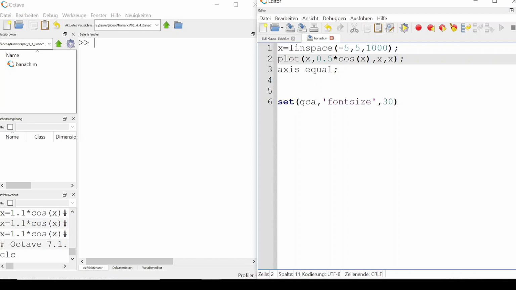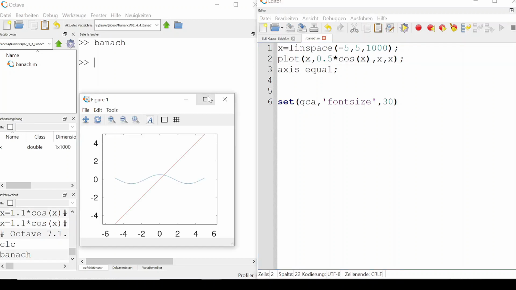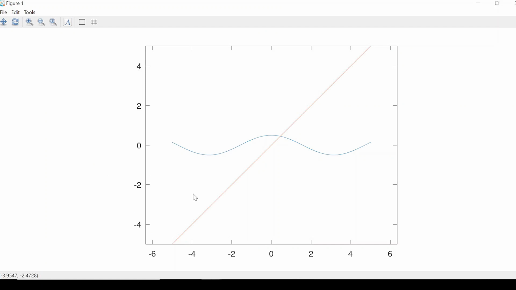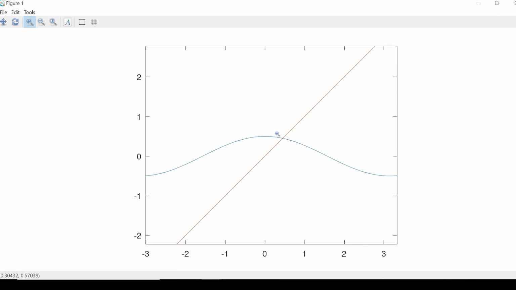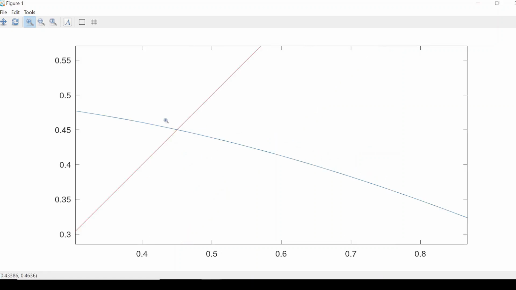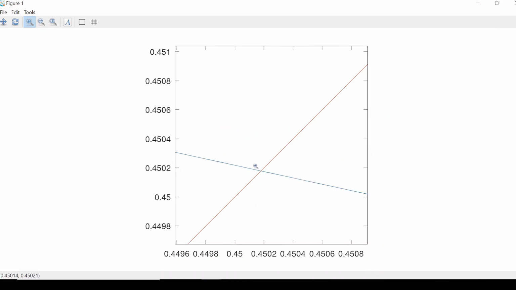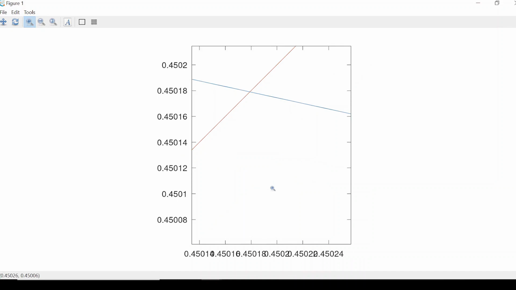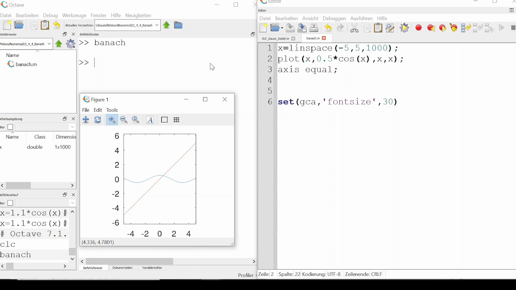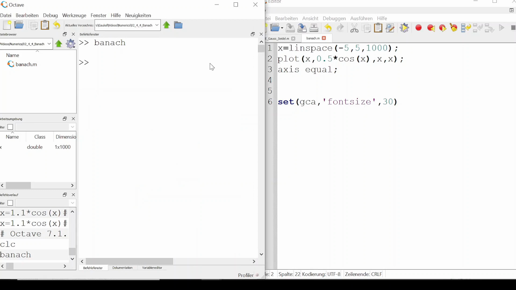So let's plot our function and let's plot our fixed point line, and let's run that code. And then we see the following. Here we have that single fixed point, and where is this fixed point? We can zoom in. It's in the vicinity of a half, as we saw in our paper. And if we zoom in, we see 0.4502.